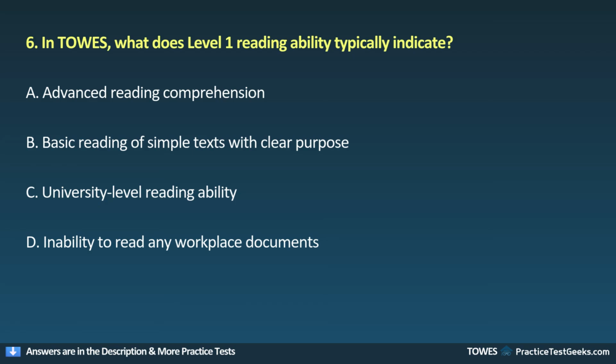6. In TOWES, what does Level 1 reading ability typically indicate? A. Advanced reading comprehension. B. Basic reading of simple texts with clear purpose. C. University-level reading ability. D. Inability to read any workplace documents.